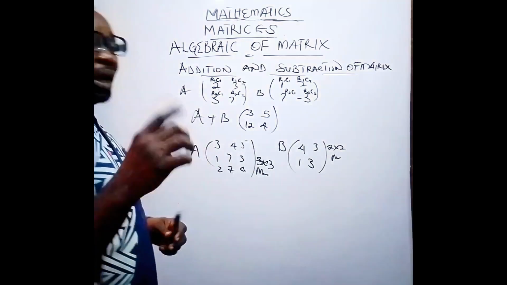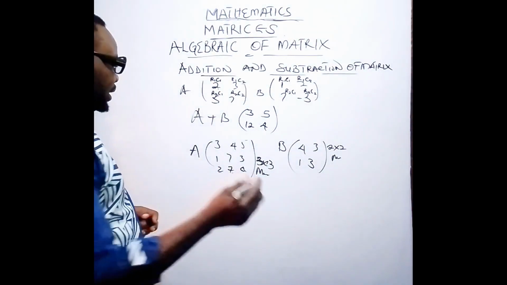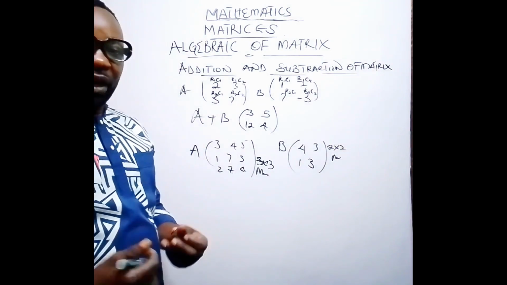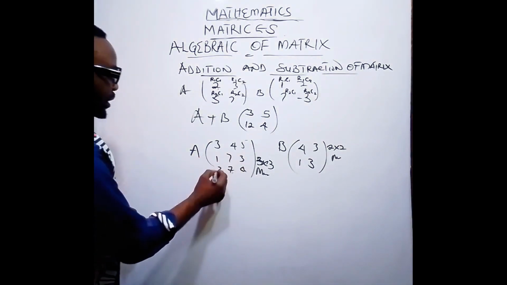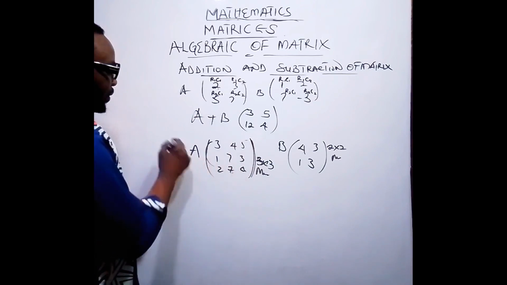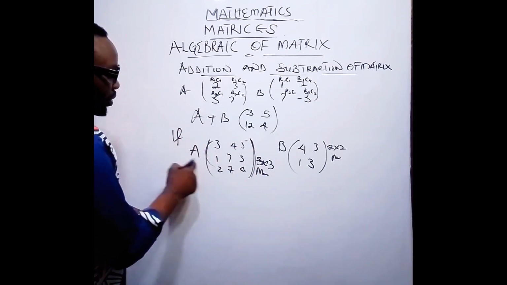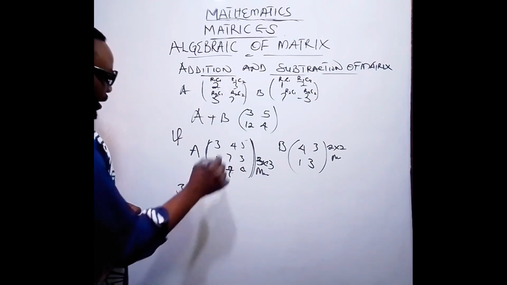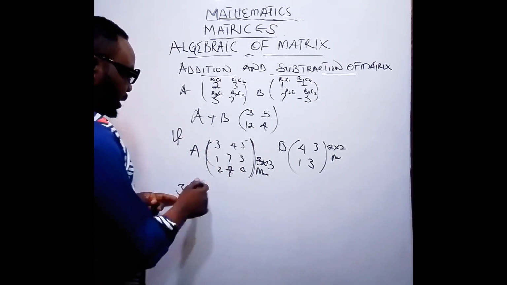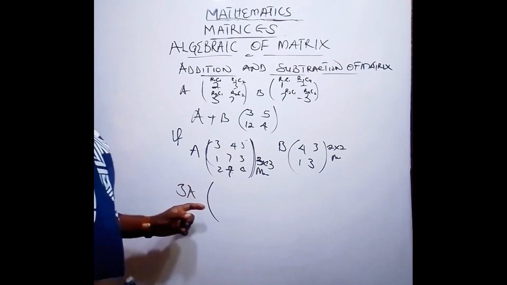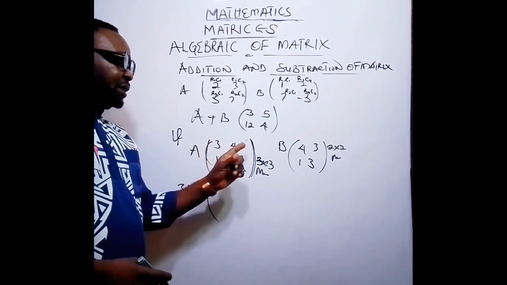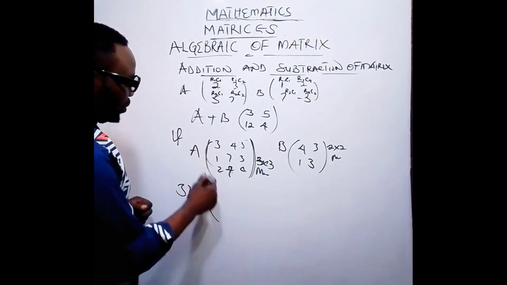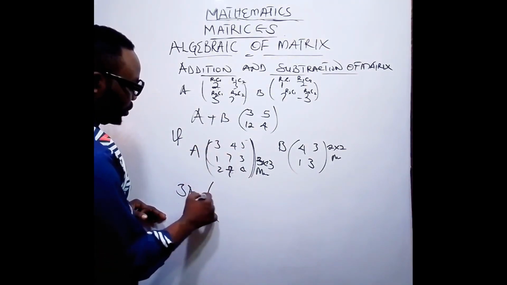Now, another thing I want you to take note of in matrix is this. If you are given a particular question in matrix and you are asked to find the value of 3A, where A is equal to this value, what this is telling us is that you must multiply all these entries by 3. So all of this will be 3 times 3. 3A will now be equal to what?